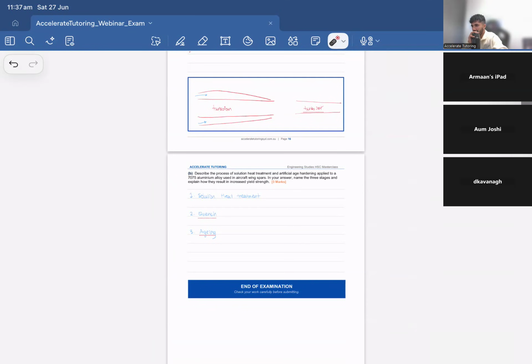Let me pull that up. Is there any good way to apply extension 2 and uni level maths to save a large chunk of time? Not really. I think the maths in engineering studies overall is quite basic as it is. Like your basic trig, basic algebra.